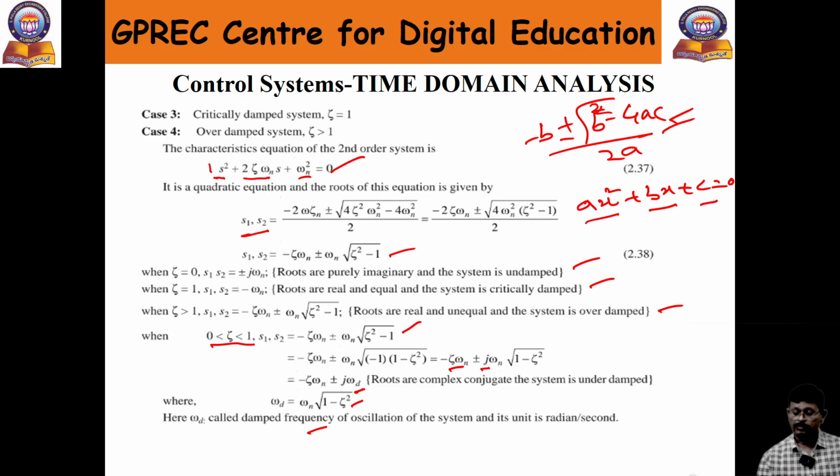So here we have a real term and an imaginary term. The imaginary term we take separately here. So omega d equals omega n root of 1 minus zeta square, which is called the damped frequency. Omega n is the natural frequency, and omega d is the damped frequency of oscillation, right? So this is how we find the roots of the second order equation and how the system is classified into different types, right?